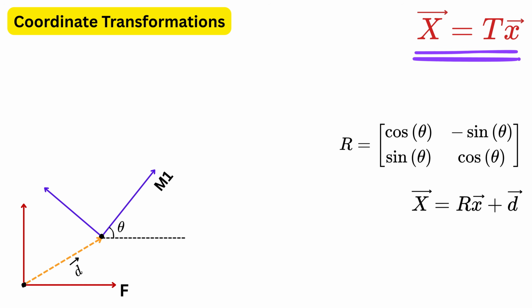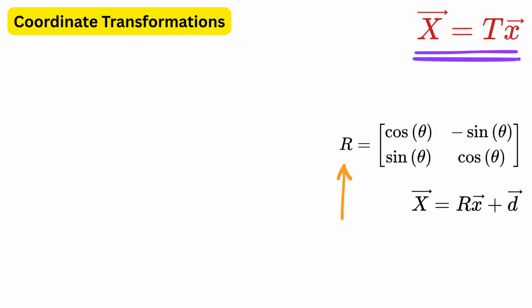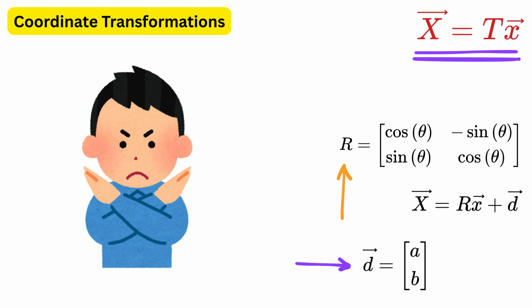Okay, now, do you remember that big X was expressed as T times small x, and I said that somehow we have to find this transformation matrix? We will do this by combining the rotation and translation into one matrix. In order to make this possible, we have to adjust the way we write our vectors and matrices. Normally, R is a 2 by 2 matrix and D is a 2 by 1 vector, but we cannot directly combine them into one matrix and multiply it with X unless we expand things a bit.